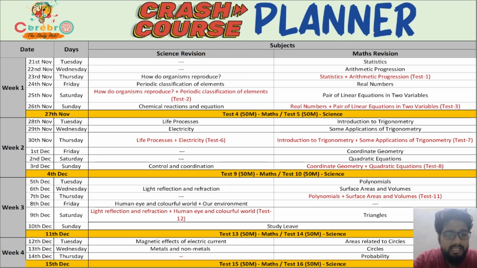Moving on to week 3. Week 3 starts from 5th of December and ends on 11th of December. From 5th December onwards, you will have chapters. Every day, we are going to cover 1 or 2 chapters at the most, one for science, one for math. In such a manner, we are going to compile the entire week 3 plan, and we are going to give you a small study leave, because obviously you have studied so much for 2 weeks, so a small gift from my side. OK, that is your study leave.